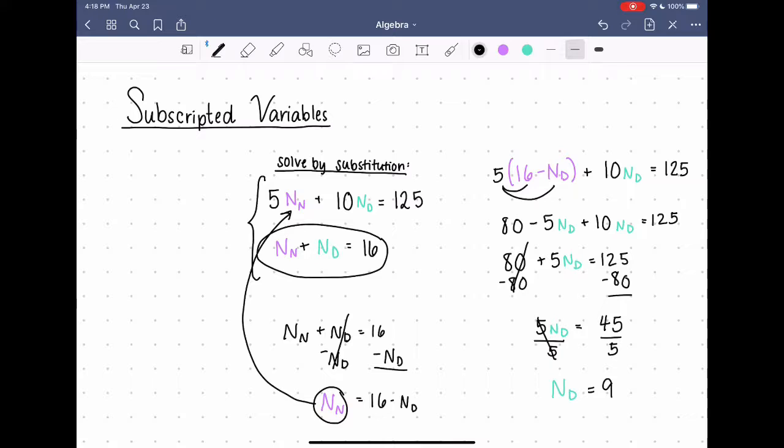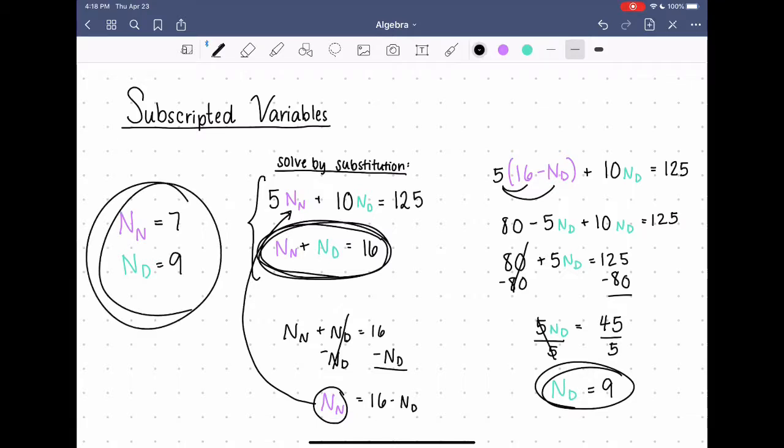And now let's go back to this beginning equation that I had. I knew that the number of nickels plus the number of dimes was a total of 16 coins. And now I know that 9 of those coins are dimes. So I'm easily able to figure out what the other amount is, what the nickels are. So if I have 9 dimes and I have a total of 16 coins, then I know that I have 7 nickels, because 7 plus 9 is 16. So my number of nickels is 7, and my number of dimes is 9. And I did it. That is my answer.